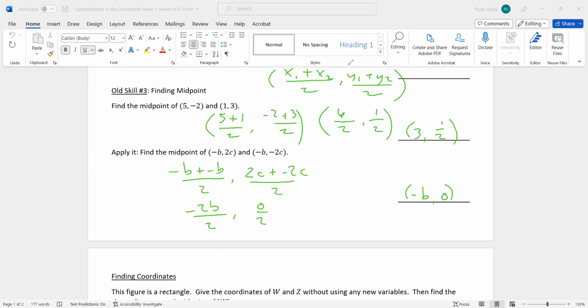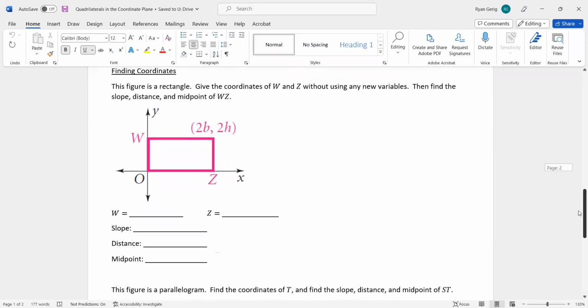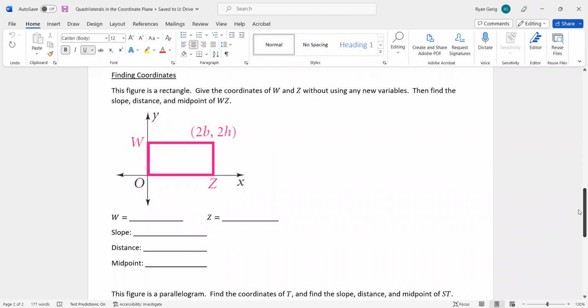Okay, so that's straightforward using those skills, showing you how that looks. What you're going to have to do is what's on the back. So let's go to the back. Finding coordinates. So you're actually going to have to find either 1, sometimes 2 coordinates. In this first one, it's going to be find W and Z. Once you find W and Z, you're going to find the slope, distance, and midpoint of line WZ, or in this case, it's a diagonal.